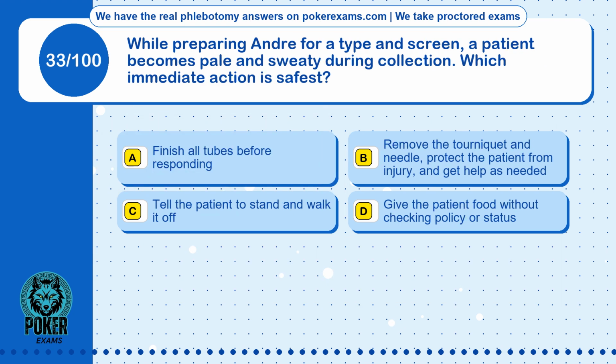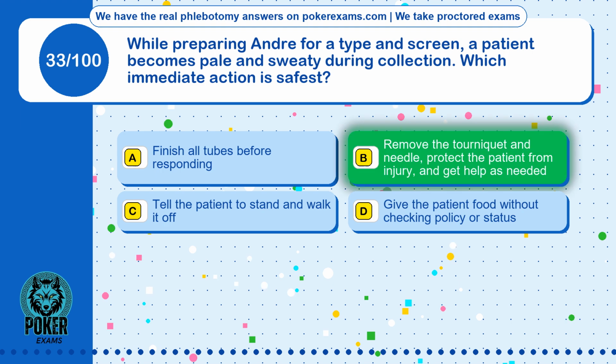Question 33. While preparing Andre for a type and screen, a patient becomes pale and sweaty during collection. Which immediate action is safest? Option A. Finish all tubes before responding. Option B. Remove the tourniquet and needle, protect the patient from injury, and get help as needed. Option C. Tell the patient to stand and walk it off. Option D. Give the patient food without checking policy or status.